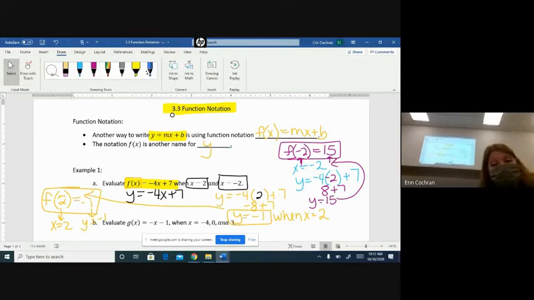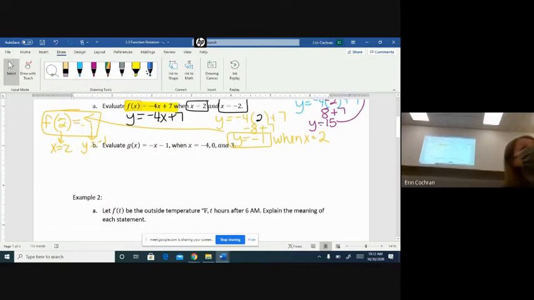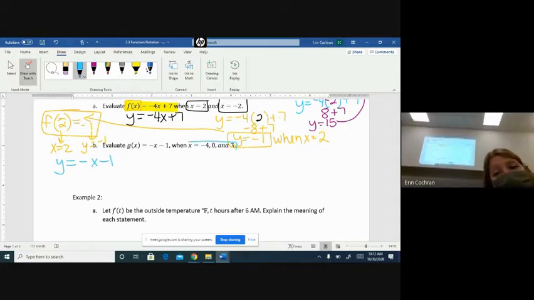All right. Could you guys do b now? Now that instead of using f of x, they use g of x. But do you think that's going to change anything? No. G of x just means y. So y equals negative x minus 1. Now, how many x values am I going to plug in? 3. So how many y values am I going to have? 3. Yeah.